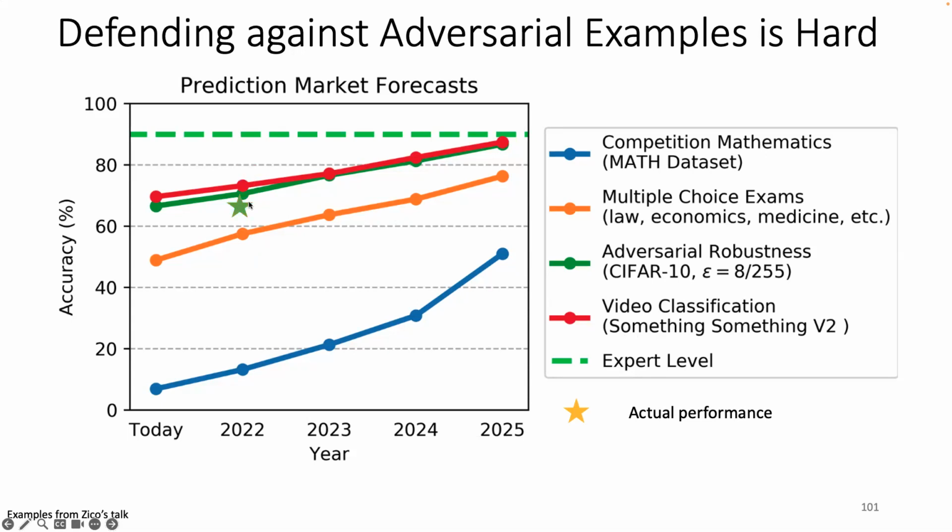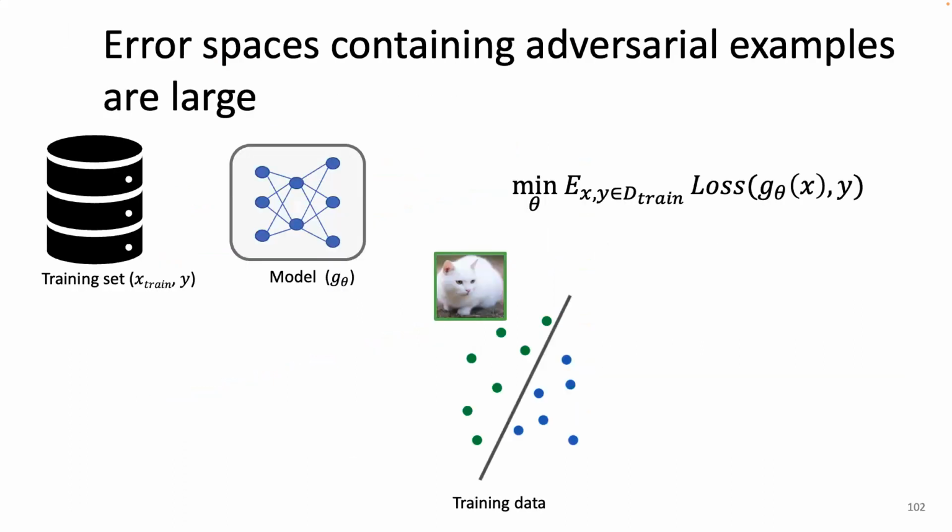However, adversarial robustness is the only task which is behind the predicted value. So the actual performance is lower than the performance predicted by this agent. I hope it gives you a little sense that defending against adversarial examples is hard. The reason why it is hard is that the error space which contains the adversarial examples is very, very large.